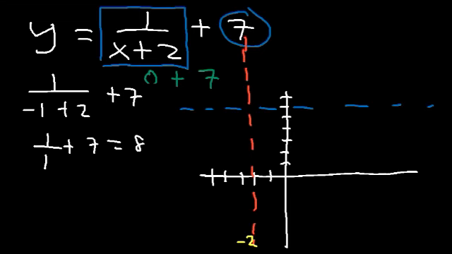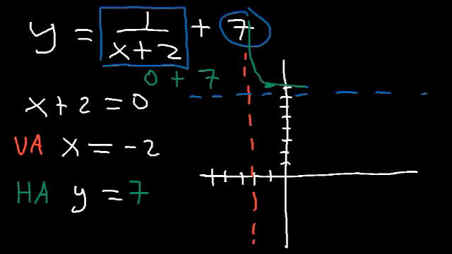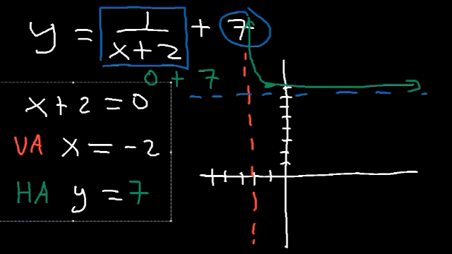It looks like I plotted the horizontal asymptote at 6, so I need to fix that. It should be at 7. But we still have the point negative 1, 8, which is somewhere over here. Therefore, we know that the curve is going to be above the horizontal asymptote on the right side. So it's going to look like that.